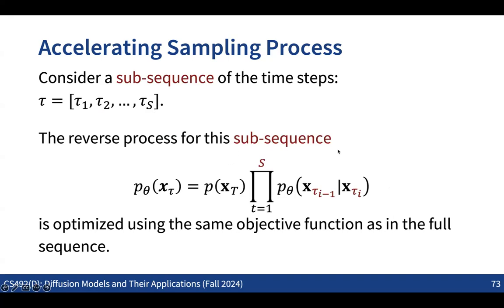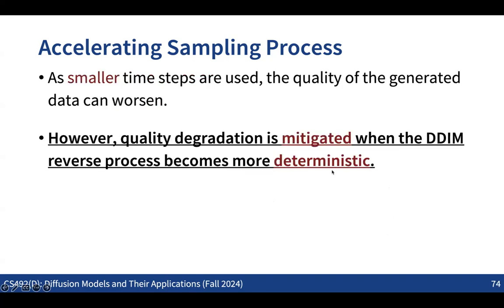But obviously, as we decrease the number of the time steps, the quality of the outputs will get worse. The thing is that if we also make the diffusion process a deterministic process, we can see that the quality degradation is mitigated even when we decrease the number of the time steps.